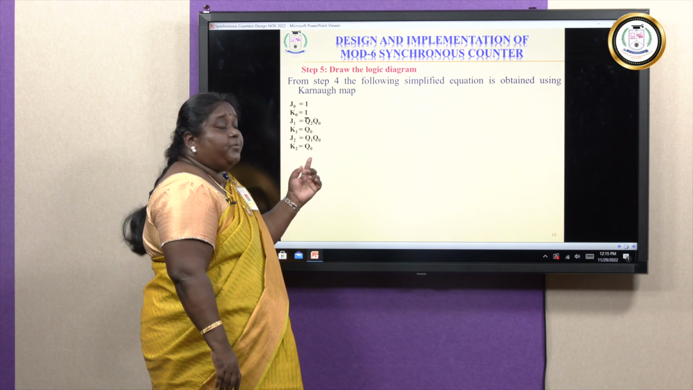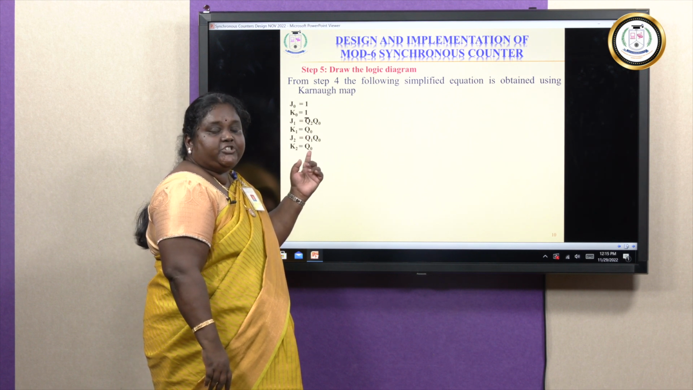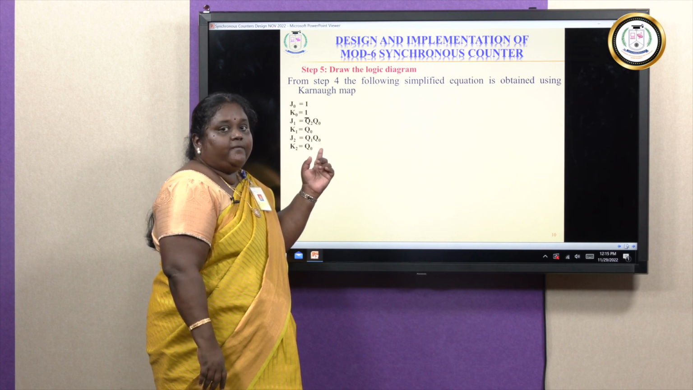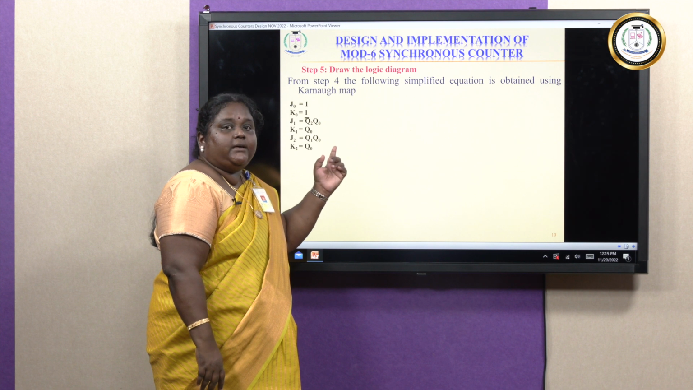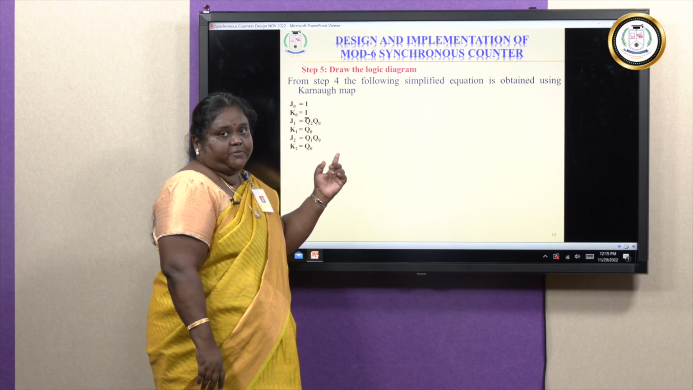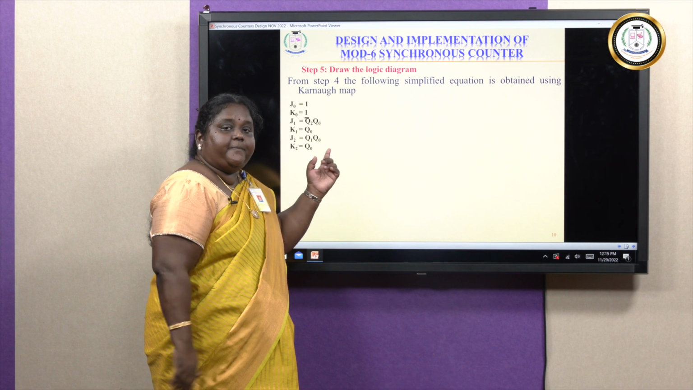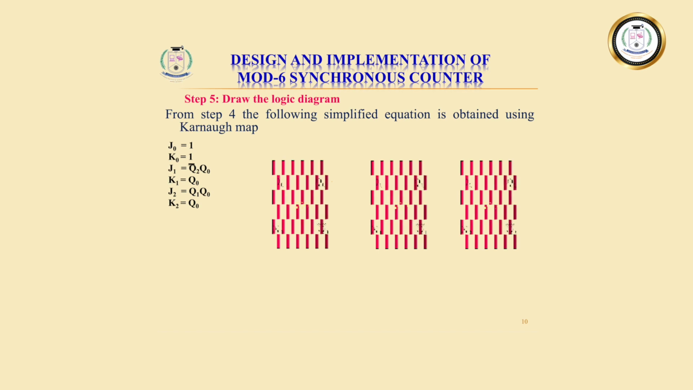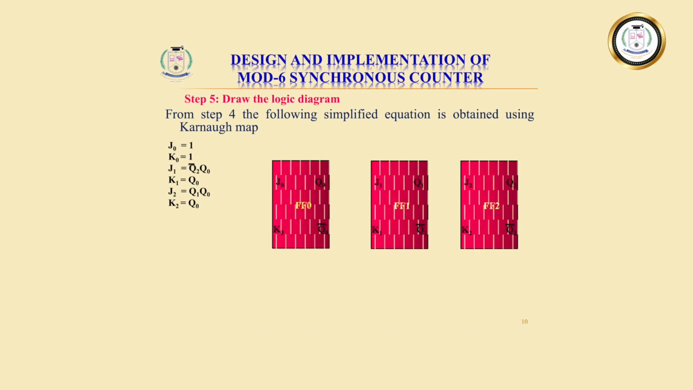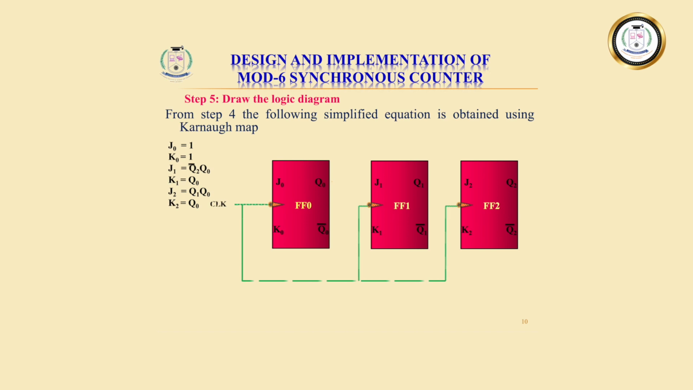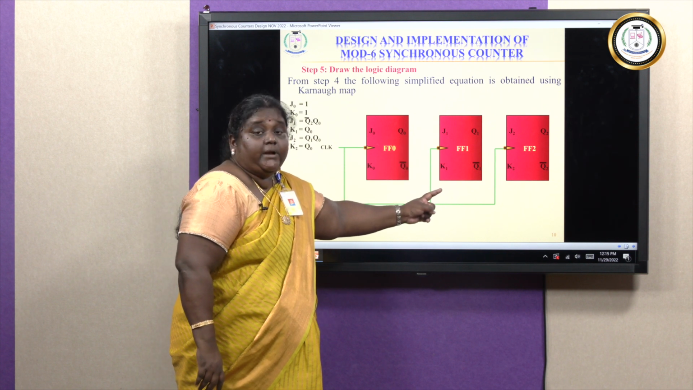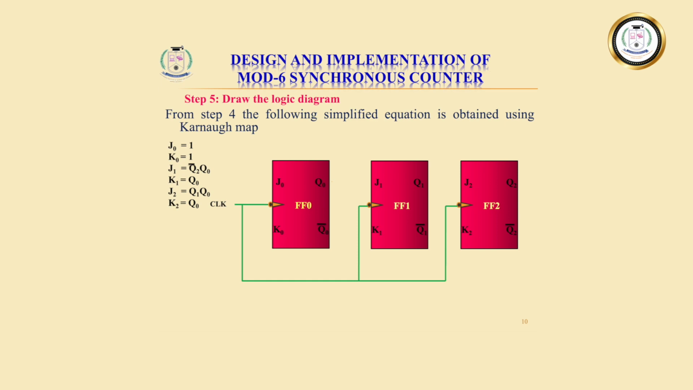First let us write all the Boolean expressions that were obtained from the previous step, and then we start to draw the logic diagram with the help of flip-flops. As mentioned in step 1, we need to draw 3 JK flip-flops. This is flip-flop 0, flip-flop 1 and flip-flop 2, and the various inputs are going to be J0 and K0, J1 and K1, and J2 and K2 for the corresponding flip-flops.